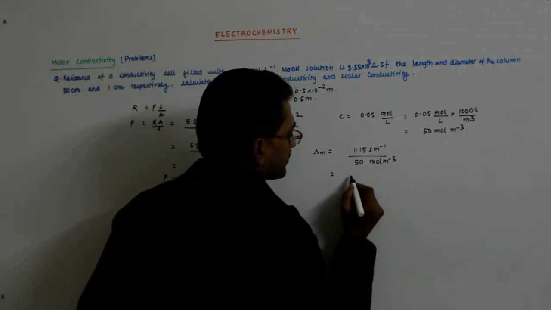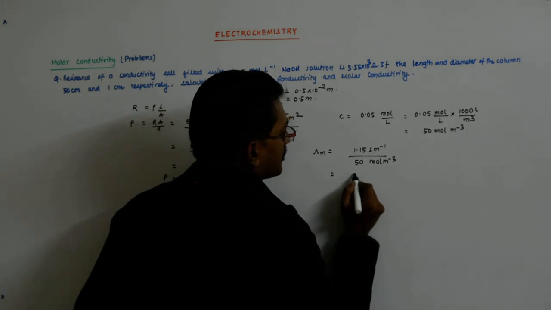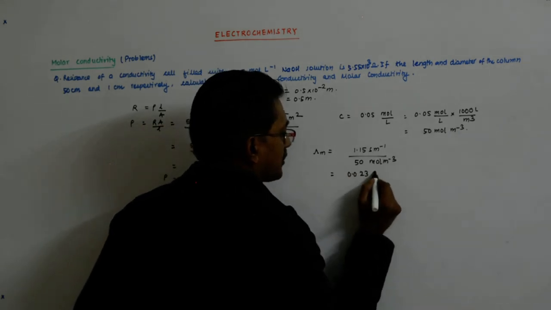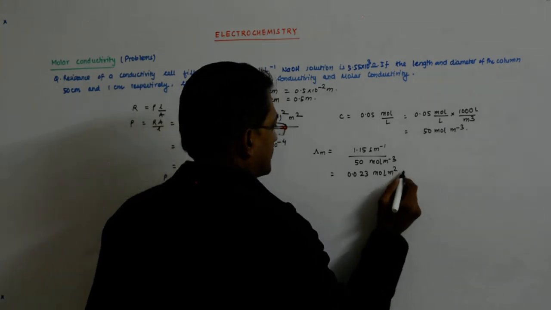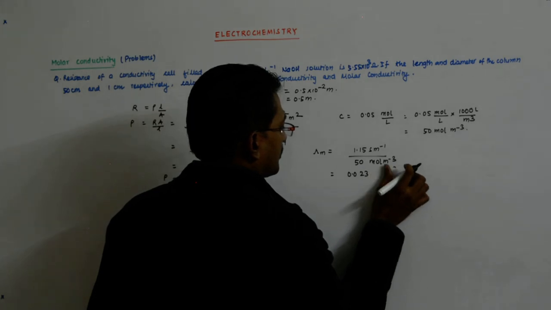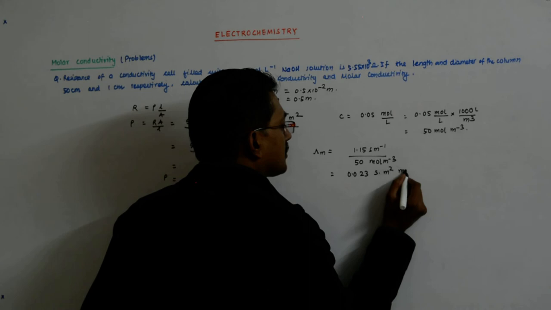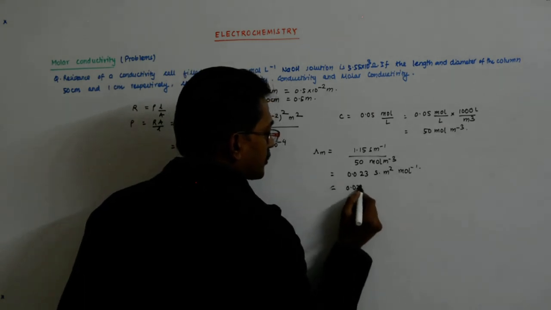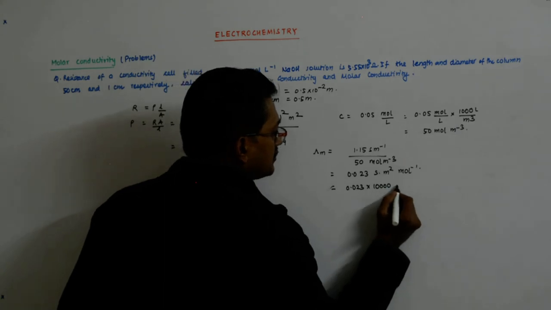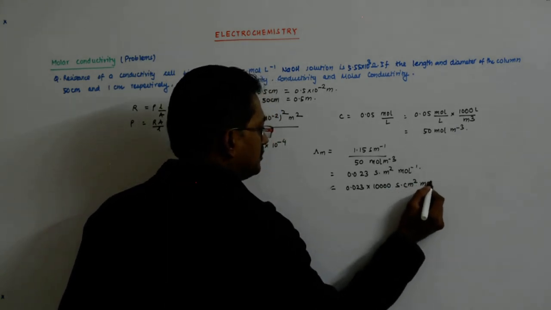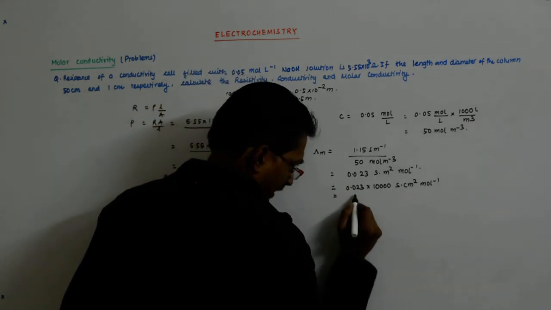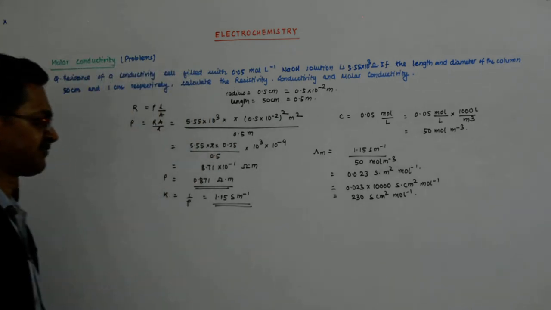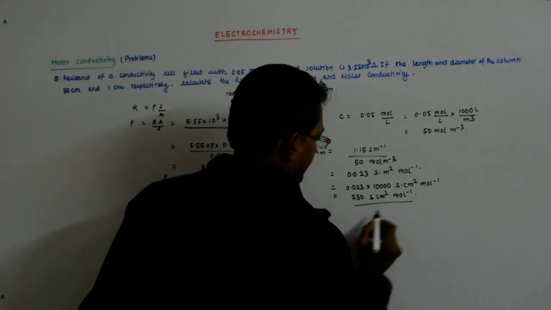That is simple to calculate, right? So this is 0.023 siemens meter square per mole, right? Now that can be easily converted into 0.023 into 10,000 siemens centimeter square per mole. Now that gives me 230 siemens centimeter square per mole. So this is your molar conductivity, right?